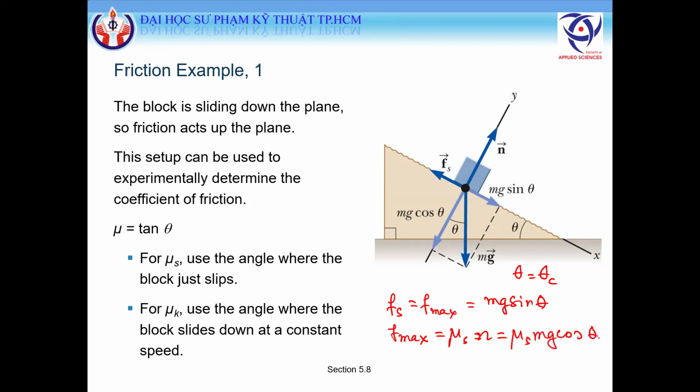cosine theta, right? Then if you divide the two equations here, you get one at one side. Another one is mu s. Mg over mg is 1, right? Sine theta over cosine theta remains, right? So from this one, you get mu s equal to tangent of theta c over all. Okay, so that's why you have this one.